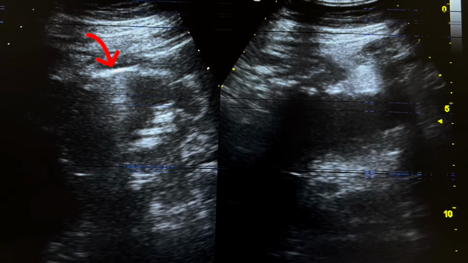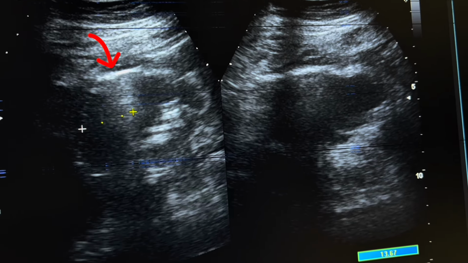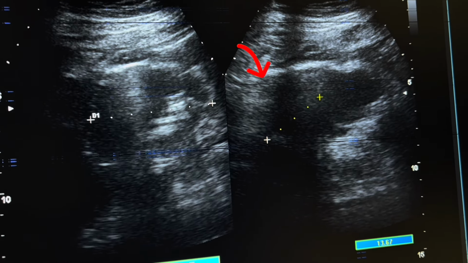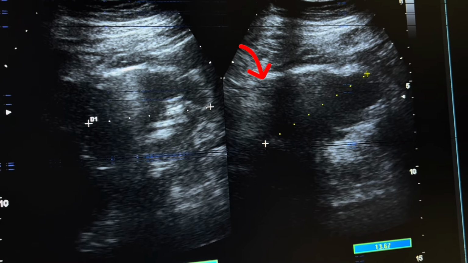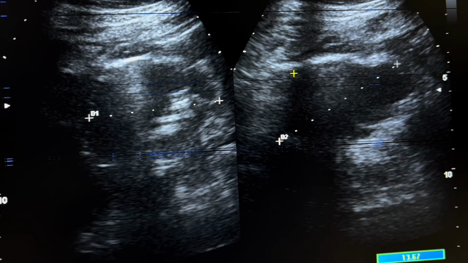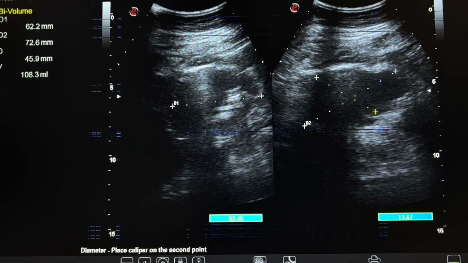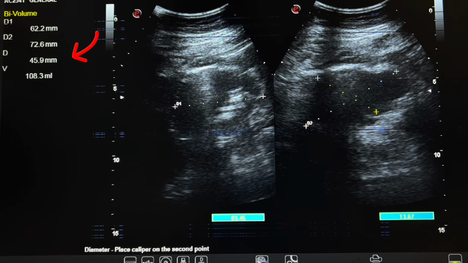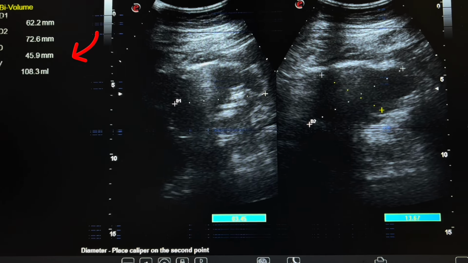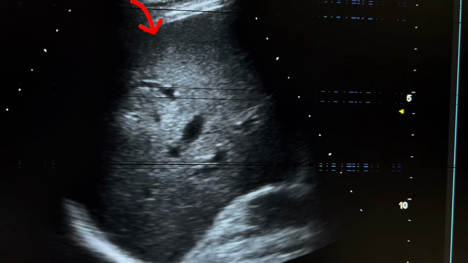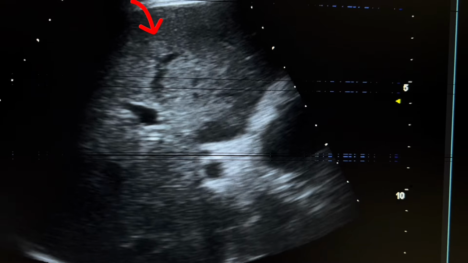Now we will measure the volume of the collection. Approximately 108 milliliter collection is present at the gallbladder fossa. Here we see that the liver shows coarse texture or decreased echogenicity.